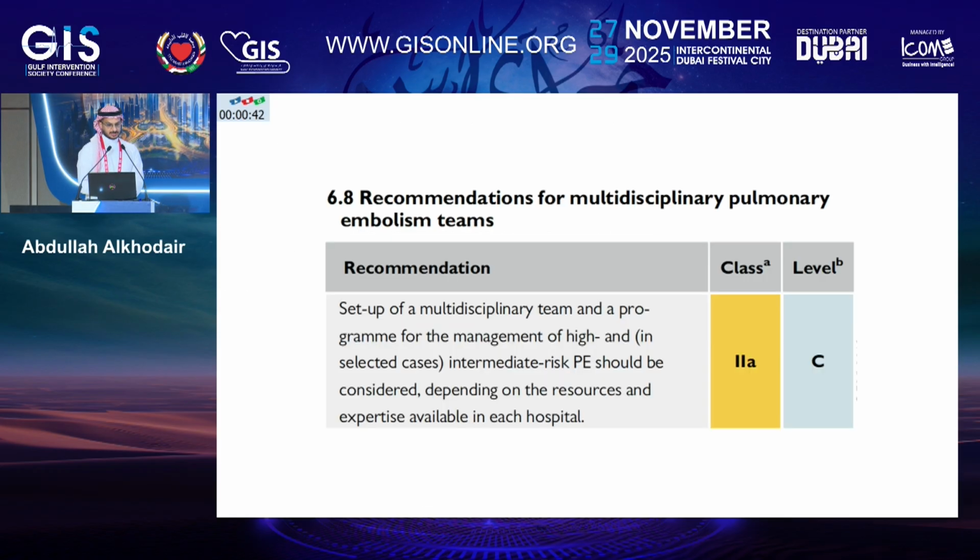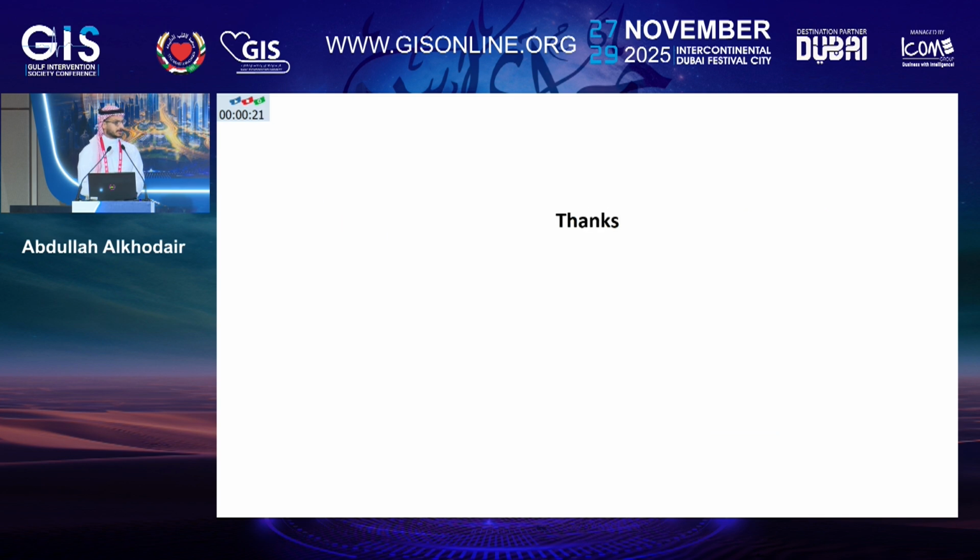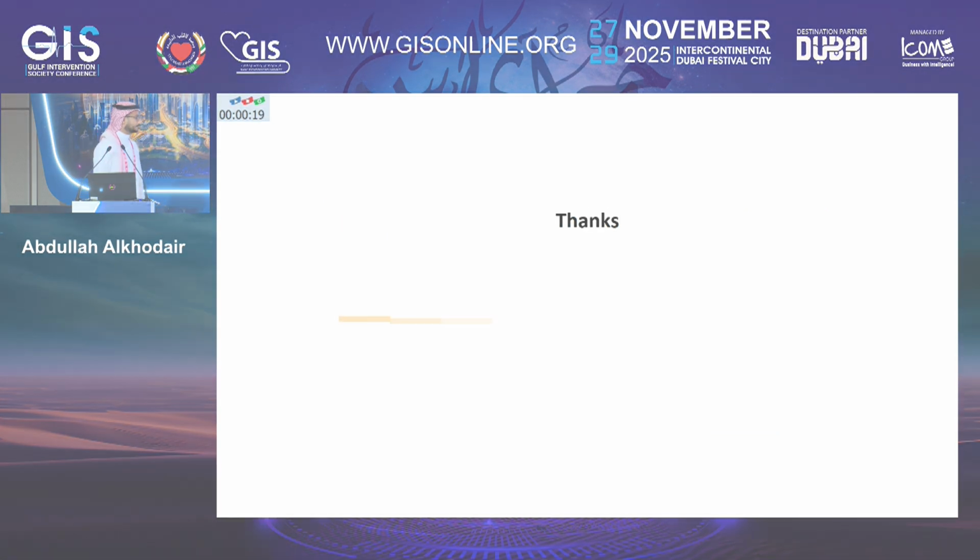So the guidelines have adopted this and it is now a Class 2A recommendation to establish a multidisciplinary pulmonary embolism team in hospitals. And I would encourage all of you, if you don't have such a team in your hospital, to start thinking about it, as it's clearly associated with improved outcomes. And with that, I'd like to conclude and thank you very much.